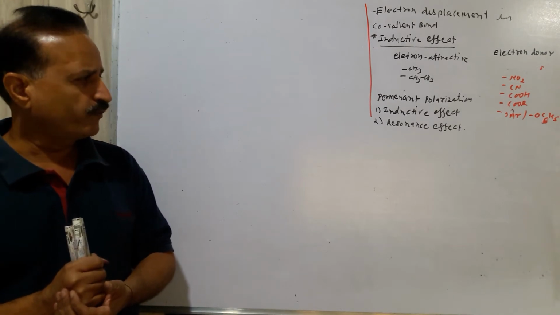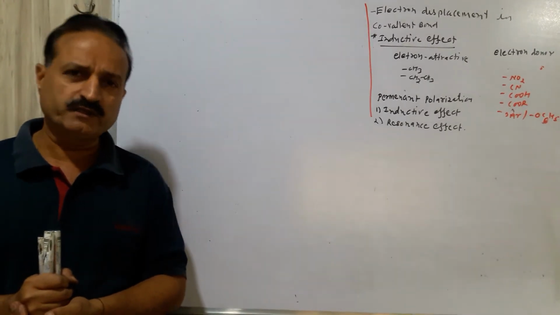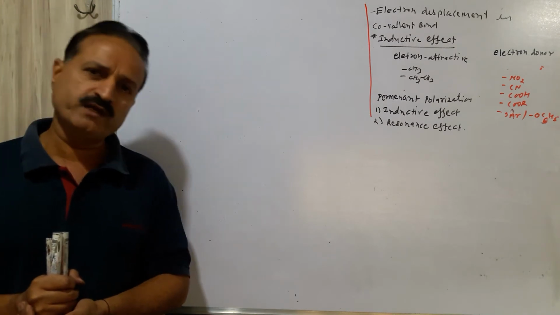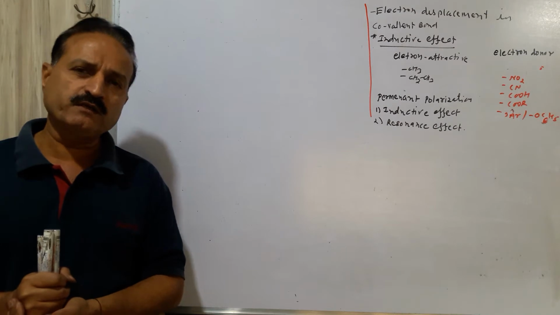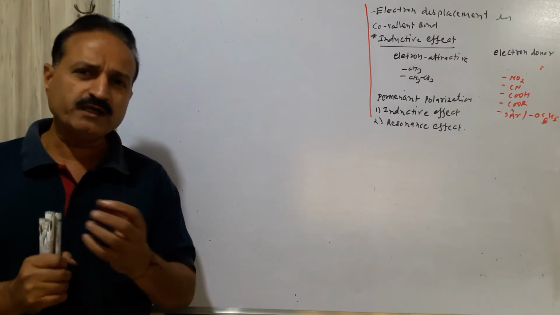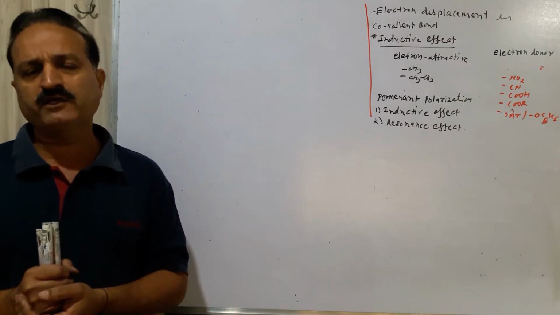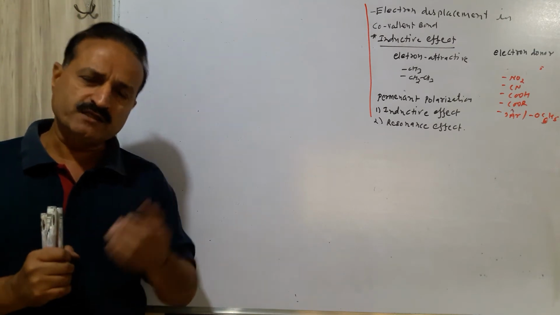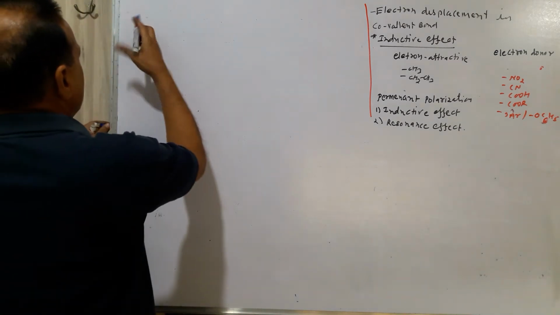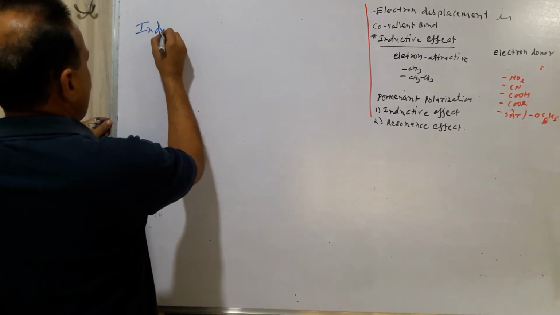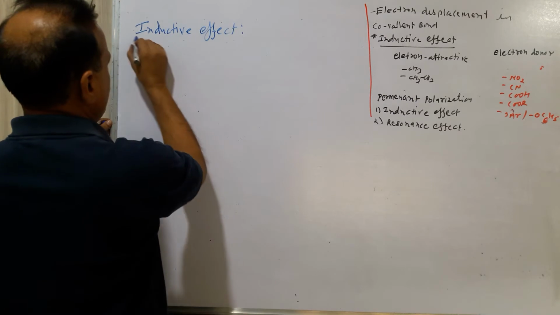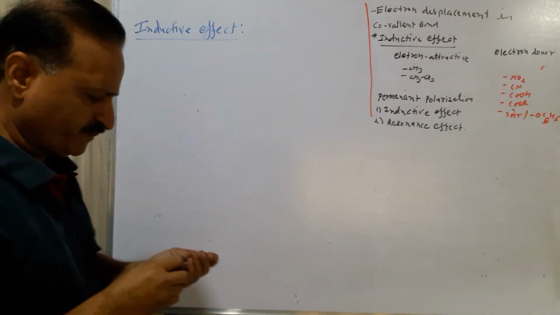permanent polarity or polarization is done, and permanent polarization is classified in two ways. First, it is the inductive effect, and second, it is the resonance effect. What is the inductive effect and what is the resonance effect? Let's discuss. So, what does inductive effect mean? Inductive effect. How do we explain the inductive effect?